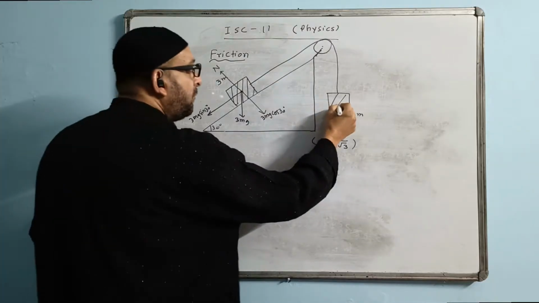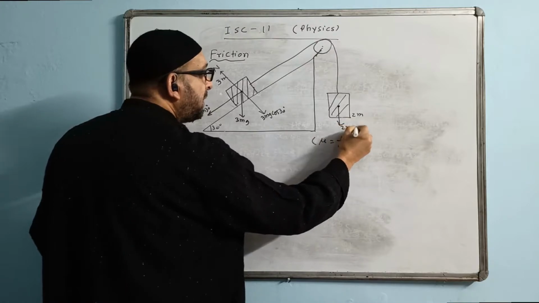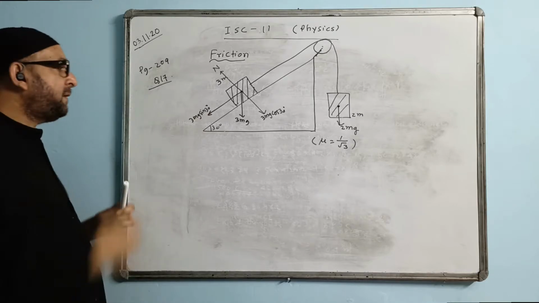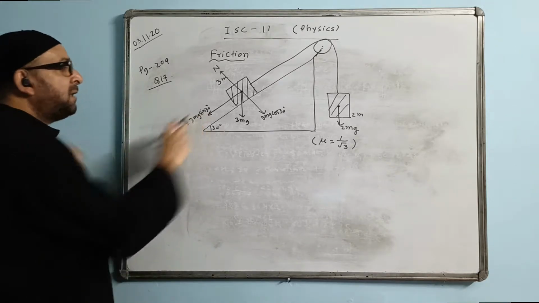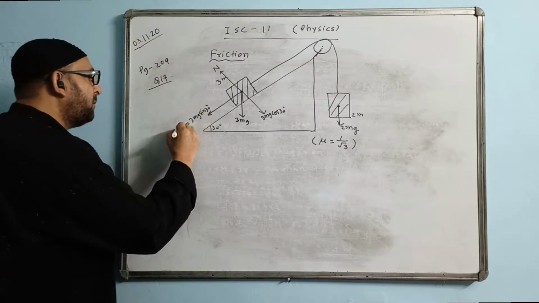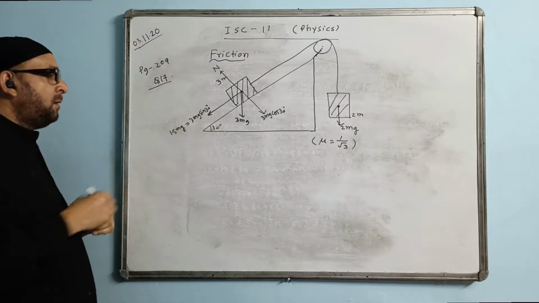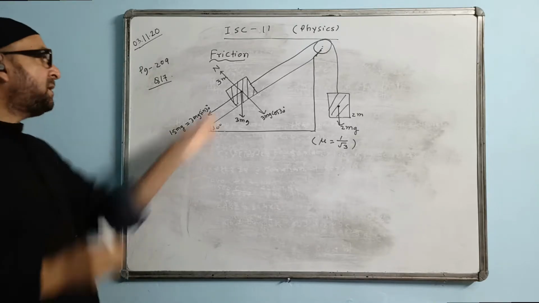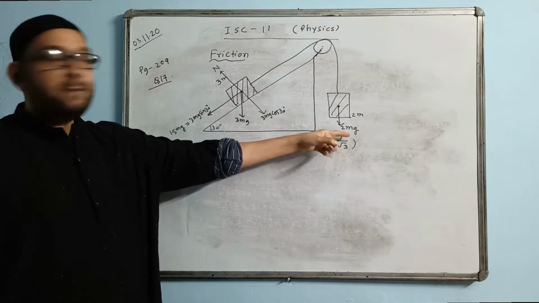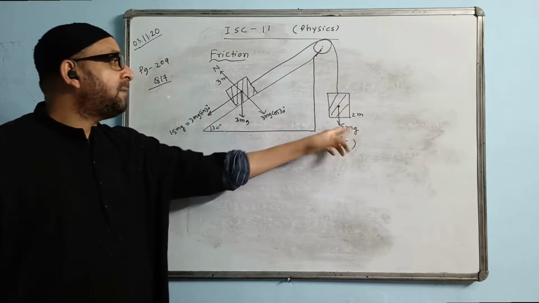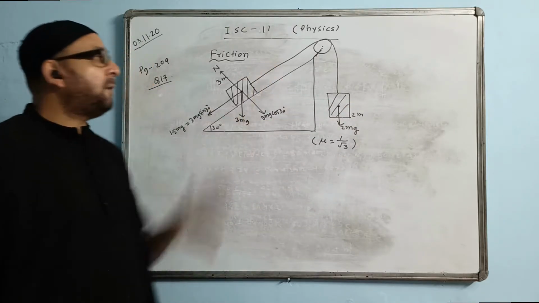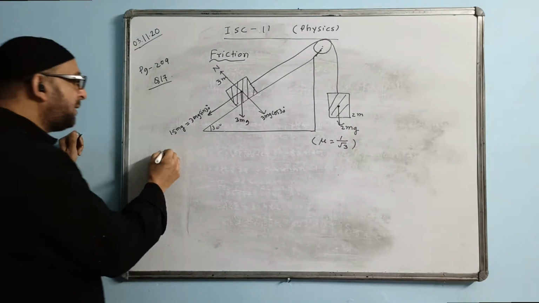The weight of this one is 2 mg acting here. 3 mg sin 30, where sin 30 is half, so 3 by 2 becomes 1.5 mg. That means this side force is 1.5 mg and this force is 2 mg. This force is bigger, no? So motion will take place in the direction of the bigger force. This will go down and this will go up.